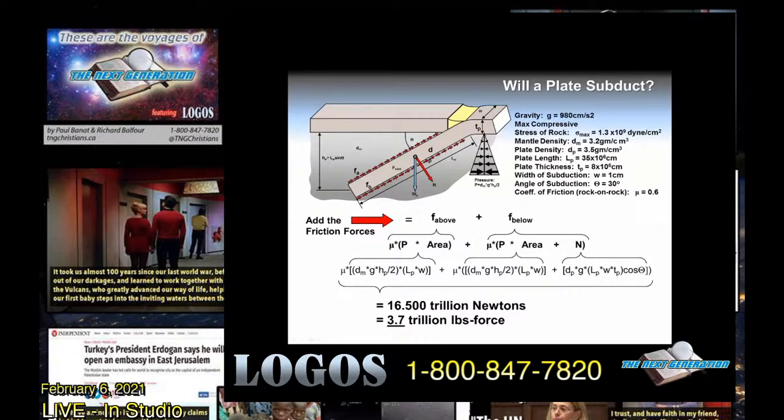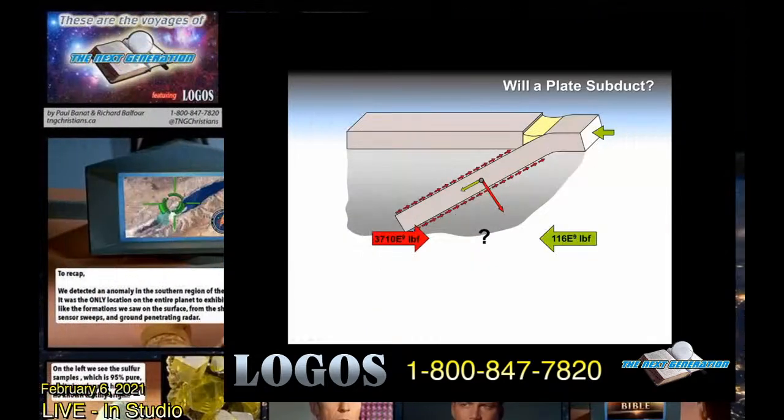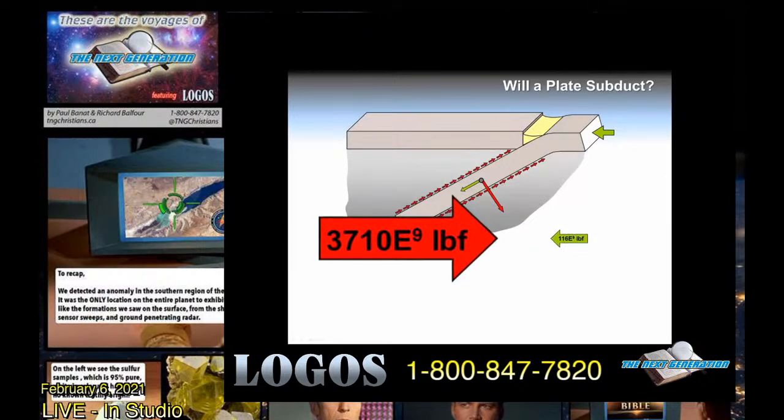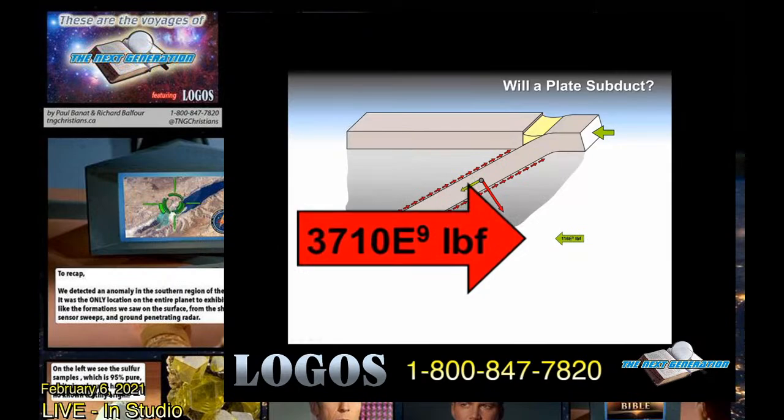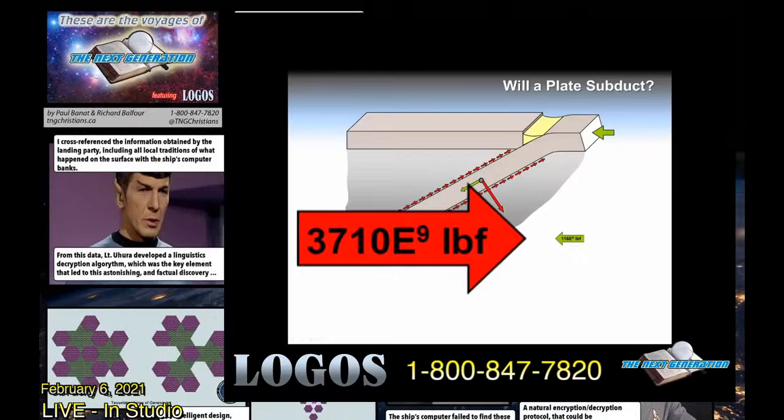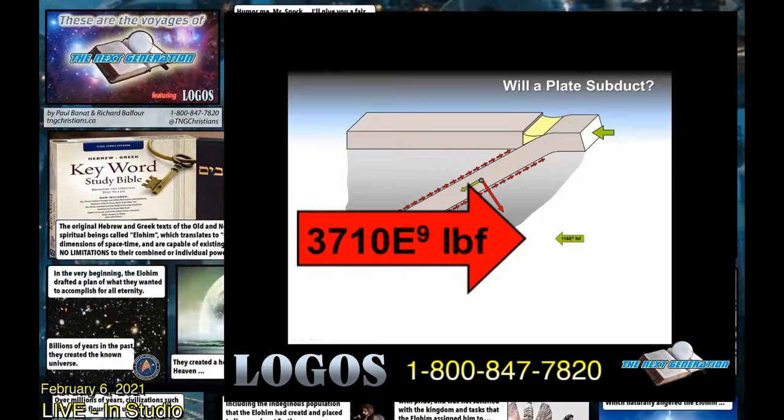Now let's compare the results. Obviously, the red forces easily win the tug of war. Friction forces alone are over 30 times greater than the subductive forces. A plate cannot subduct. Questioning if the mantle could be viscoelastic is highly imaginative, but is also highly unlikely based on all the seismic evidence that it really is solid.